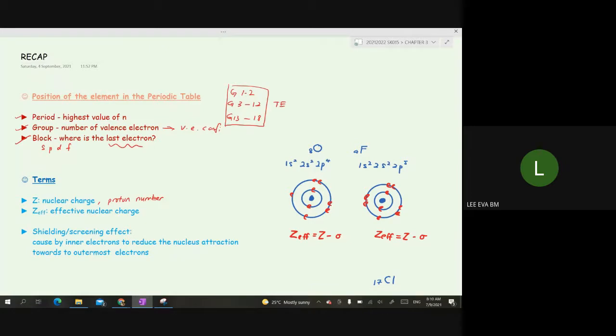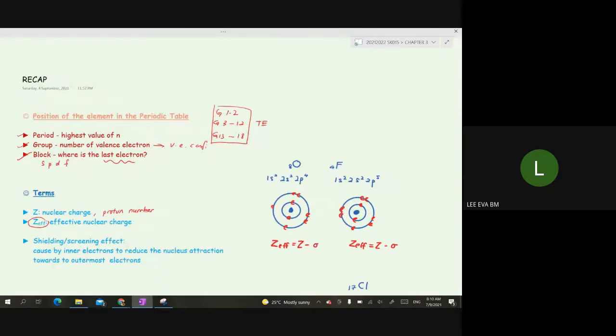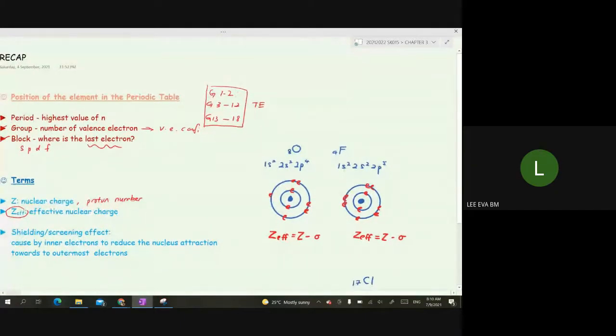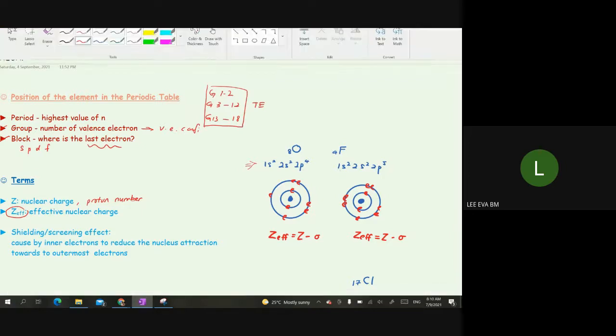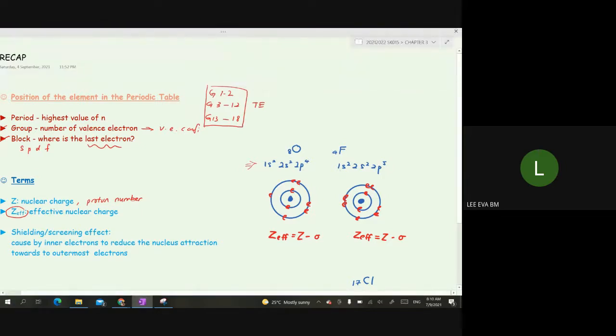But more important is your Z effective, the effective nuclear charge. Actually, how much charge applies to your outermost electron? So madam gives an example here. You have 2 diagrams. I'm choosing oxygen with a proton number, or nuclear charge, of 8, and fluorine with a proton number of 9. Here are the electronic configurations: 1s2, 2s2, 2p4 for oxygen, and 1s2, 2s2, 2p5 for fluorine.